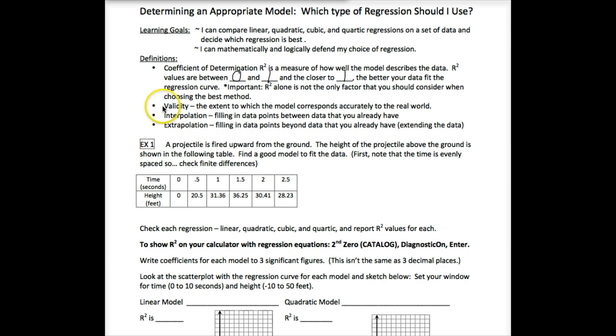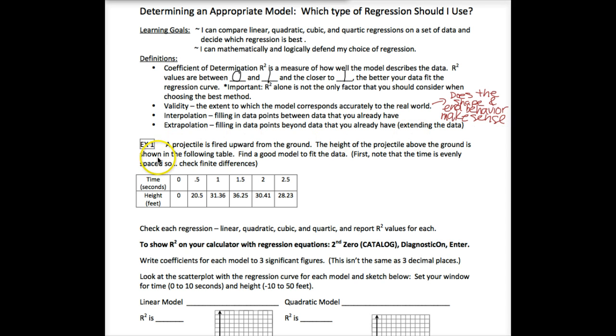You should also consider validity, which by definition, for this instance, is the extent to which the model corresponds accurately to the real world. So basically, this is asking, does the shape and end behavior make sense for real life? If it's something that you know in real life is going to go up and then come down, you're not going to choose a model that goes to positive infinity on its right end behavior, because that doesn't make sense for the real life data.